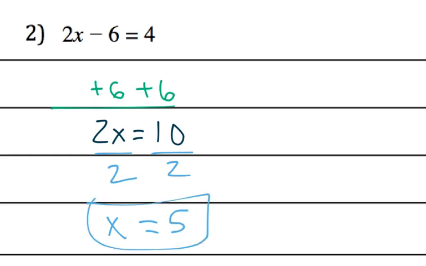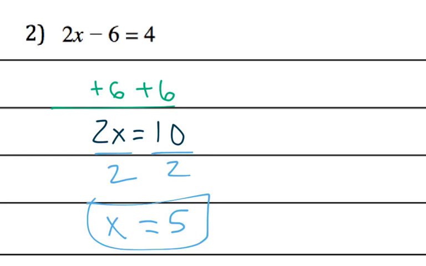And I guess a little friendly reminder here, is this completely solved? Well, it is completely solved because x is by itself. If I had negative x, that would not be completely solved. If I had 4x, that would also not be completely solved. So for this to be solved, you have to have only x on one side and just a number on the other.